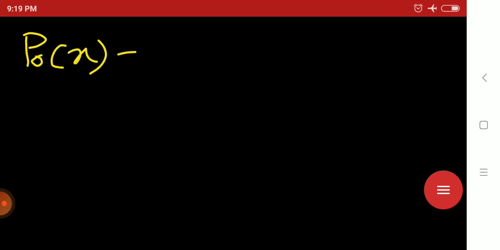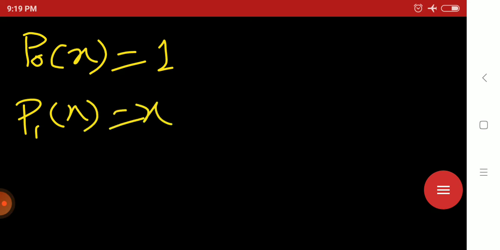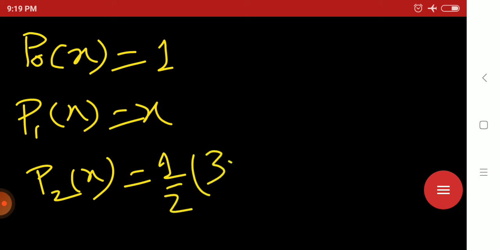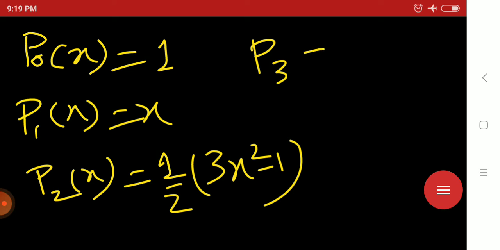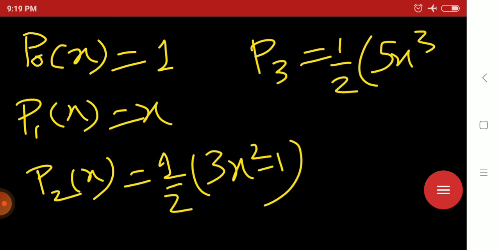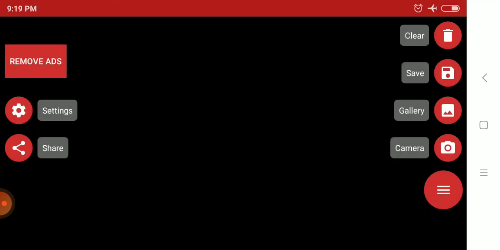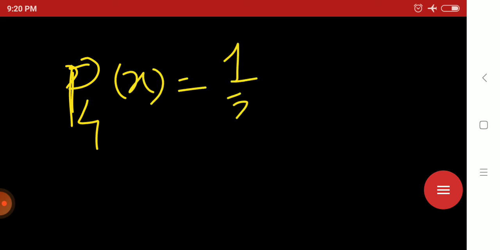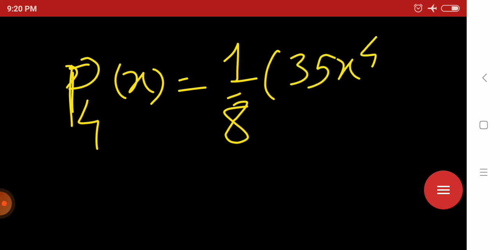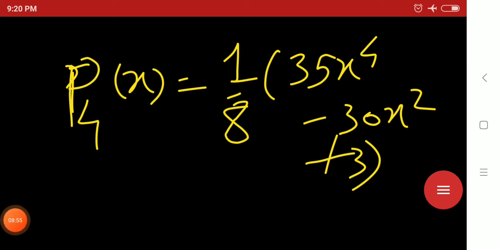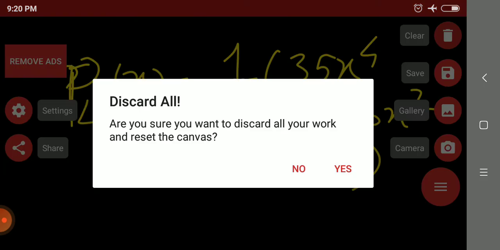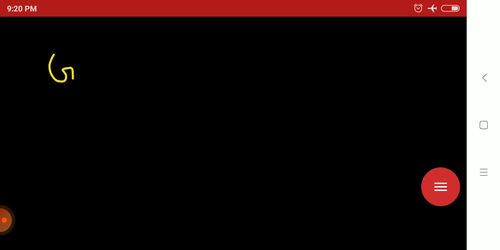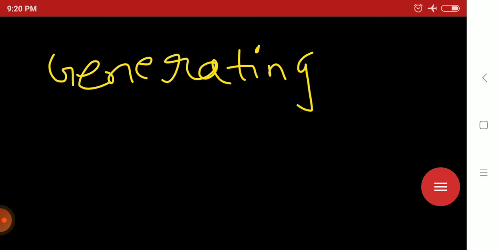So remember these important formulas: P0(x) equals 1, P1(x) equals x, P2(x) equals half (3x square minus 1), P3(x) equals half (5x cube minus 3x), and P4(x) equals 1 by 8 (35x to the power 4 minus 30x square plus 3). These are some important formulas on the Legendre polynomial. Now I am going to discuss the most important thing, the generating function of the Legendre polynomial.